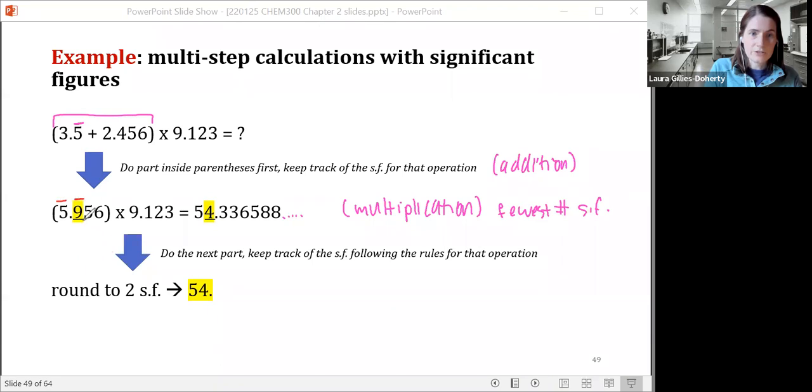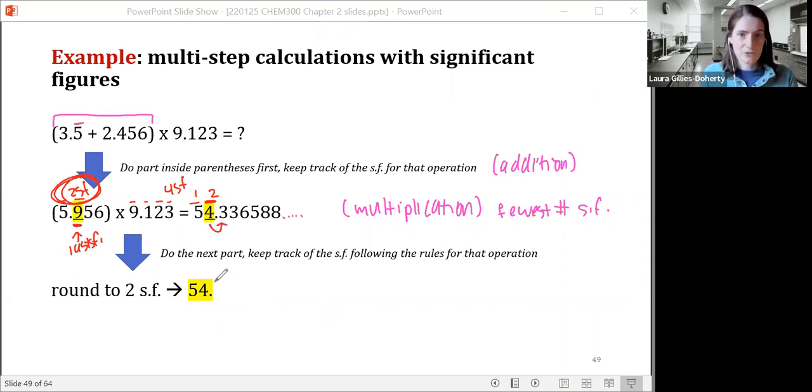we have 2 sig figs in 5.956. We didn't round it, but we knew that this is our last sig fig based on the addition step. And then we have 4 sig figs in the other number we're multiplying. So 2 sig figs is the fewest number of sig figs in this last step. So we're going to count over 2 sig figs, 1, 2, and round our final answer based on that. So we end up getting 54 as the final answer.